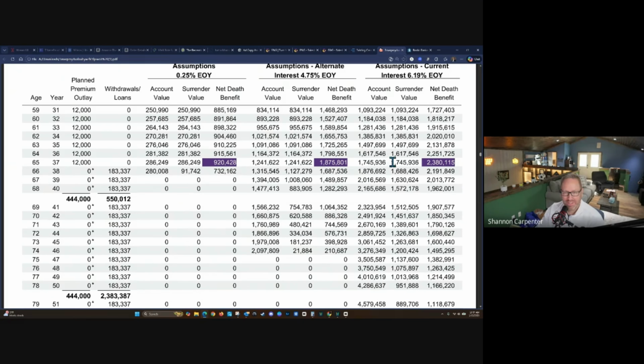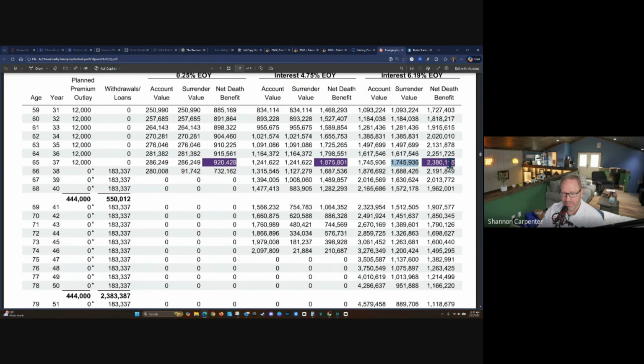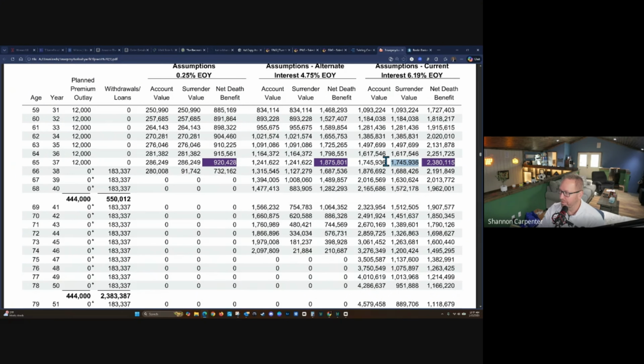So anyway, ultimately what I'm looking at is at age 65, when he's ready to retire, he's got $1.7 million in the bank based on 6% only, right? And 2.3 million in death benefit based off 6%. So we have created an account that has produced that much income, and it's crazy.